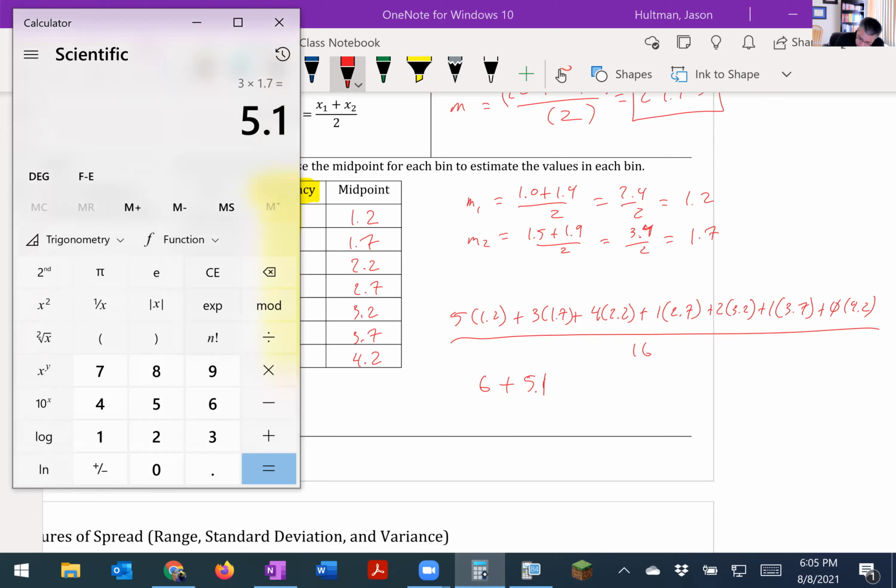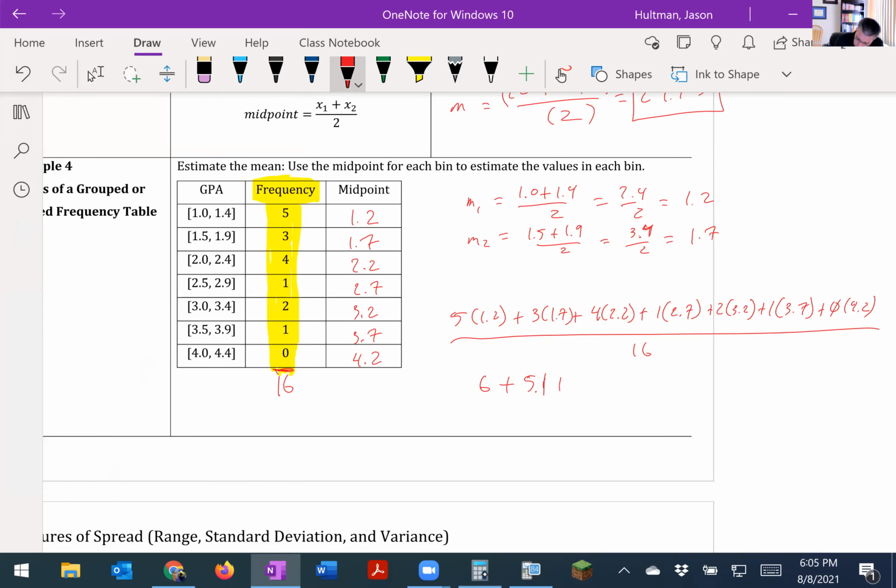Plus 4 times 2.2, that's 8.8. That one's kind of easy. Probably do that in your head. Plus 1 times 2.7, well, it's just 2.7. Plus 2 times 3.2, I can do that in my head. That's 6.4, just double that. Plus 1 times 3.7, that's just 3.7. Plus 0 times 4.2, that's just 0.